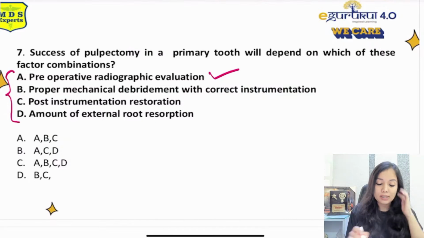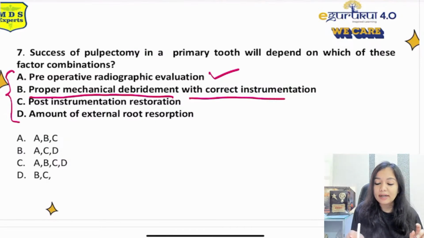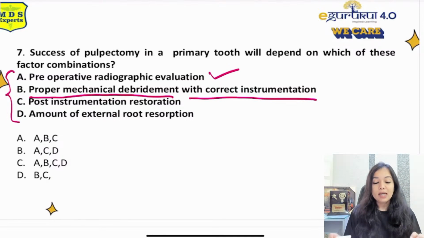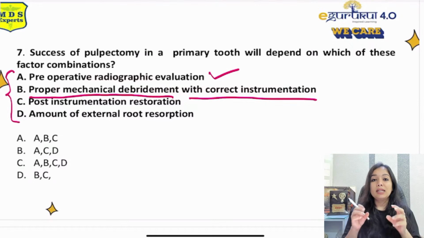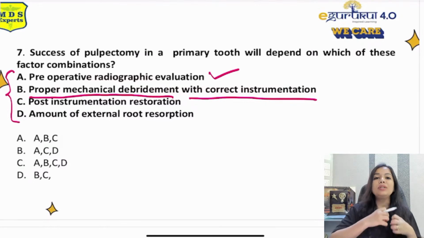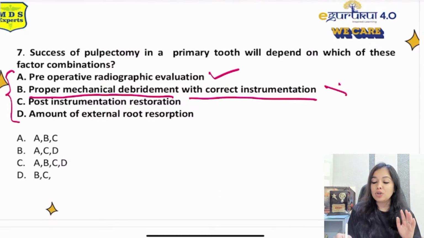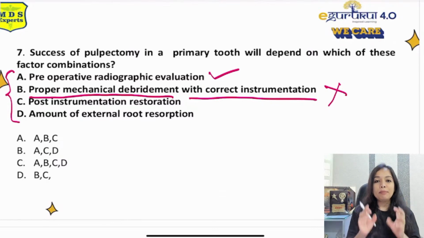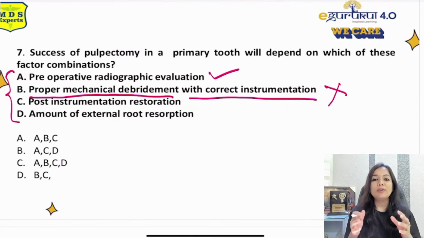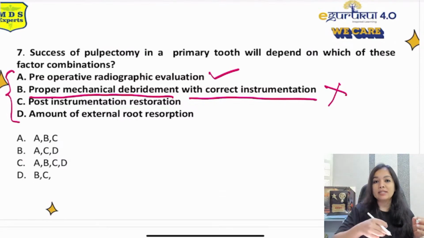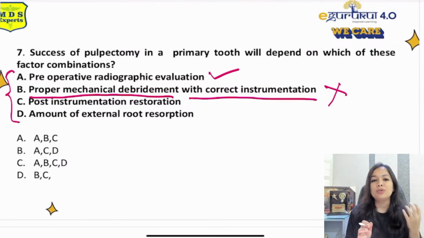The second option here is proper mechanical debridement with correct instrumentation. Proper mechanical debridement means that you are able to debride or pull out the entire pulp from all of the canals, like you've completely debrided the tooth, which is not possible. It is not possible to completely debride a primary tooth, because back in our lectures we've read that a primary tooth has a lot of accessory canals. You can just pull out the pulp and debride completely the one major canal that you have access of your file into. That only you can debride. You cannot debride the entire canal. You cannot get access to the accessory canals.